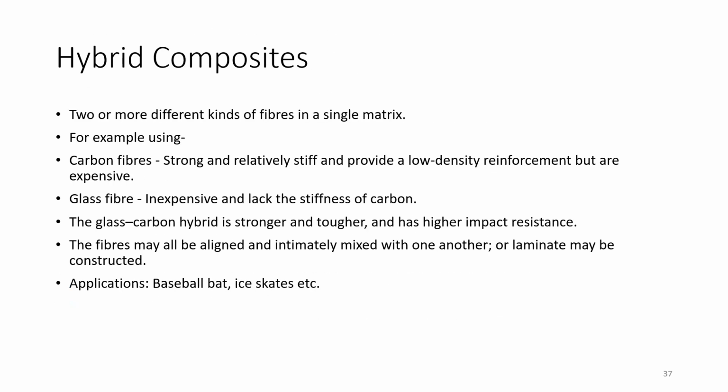Next is hybrid composite. Two or more different kinds of fibers in a single matrix will be there. For example, carbon fibers are strong and relatively stiff, and they provide a low density reinforcement, but they are expensive. Glass fibers are inexpensive, but they lack the toughness of carbon. The glass carbon hybrid is stronger and tougher, and it has higher impact resistance. The fibers may all be aligned and intimately mixed with one another, or a laminate may be constructed. The applications include baseball bats, ice skates, etc.